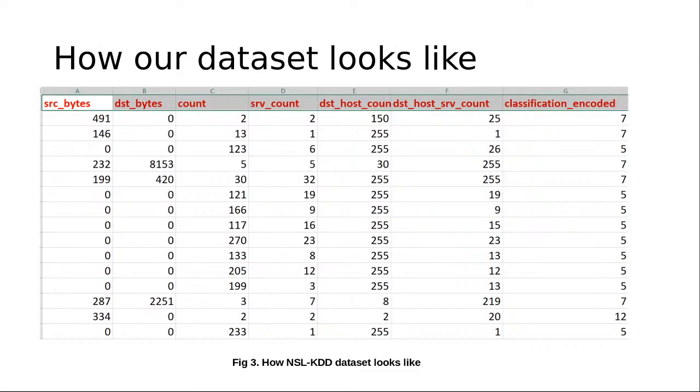So this is what our data set looks like. In our data set, there are 6 different features. We have source bytes, destination bytes, count, service count, destination host count, destination host service count, and then something called classification encoded. So what does source bytes mean? Source bytes usually refer to the number of bytes flowing from a particular source at a given point in time, the amount of bytes being transmitted from a particular source.